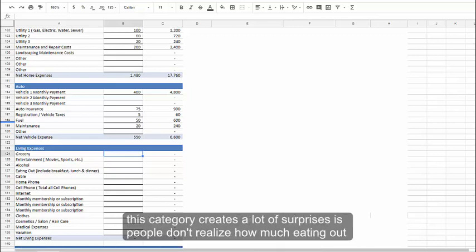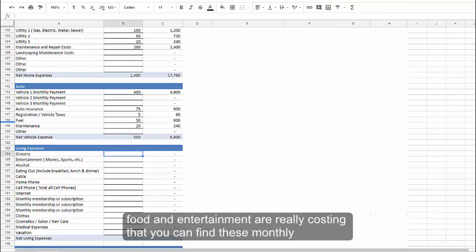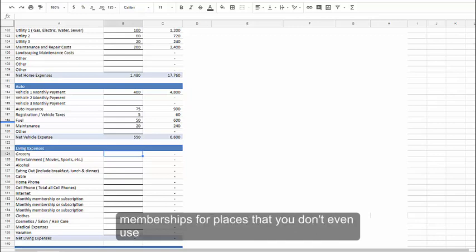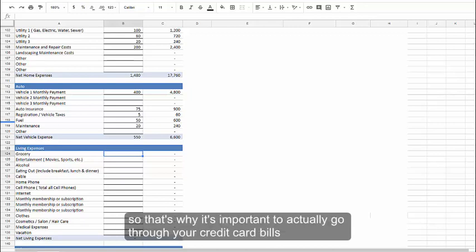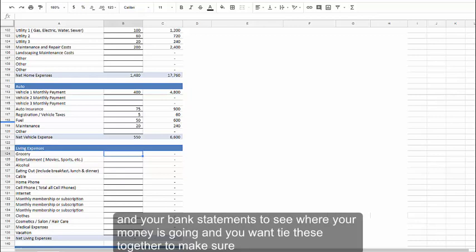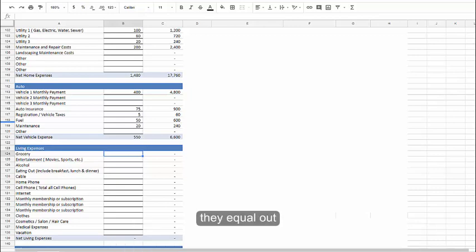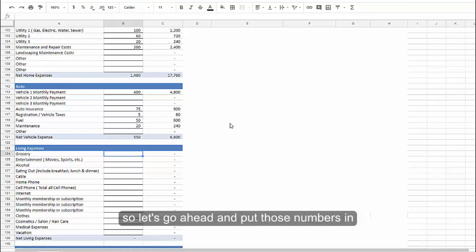This category creates a lot of surprises as people don't realize how much eating out, food, and entertainment are really costing them. You can find these monthly memberships for places that you don't even use. So that's why it's important to actually go through your credit card bills and your bank statements to see where your money is going. And you want to tie these together to make sure that they equal out. So let's go ahead and put those numbers in.